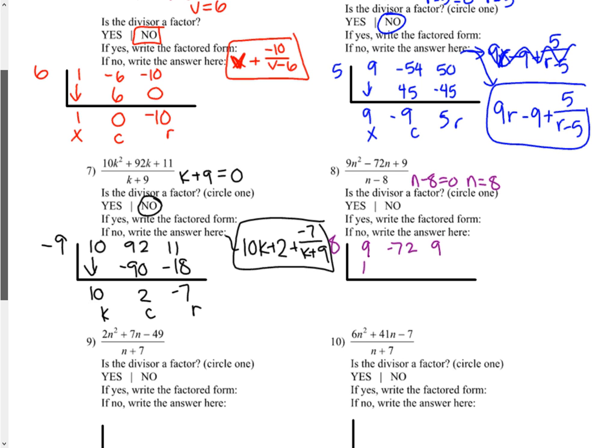8 goes on the outside. Drop down the 9. 9 times 8 is 72. -72 plus 72 is 0. 0 times 8 is 0. 9 plus 0 is 9. Again, not a divisor. I have my remainder, I have my constant, and I have my n. So on this one, my answer is going to be 9n plus 9 over n minus 8.